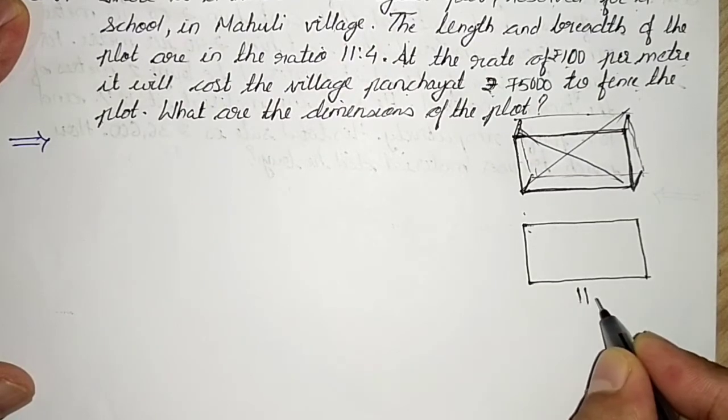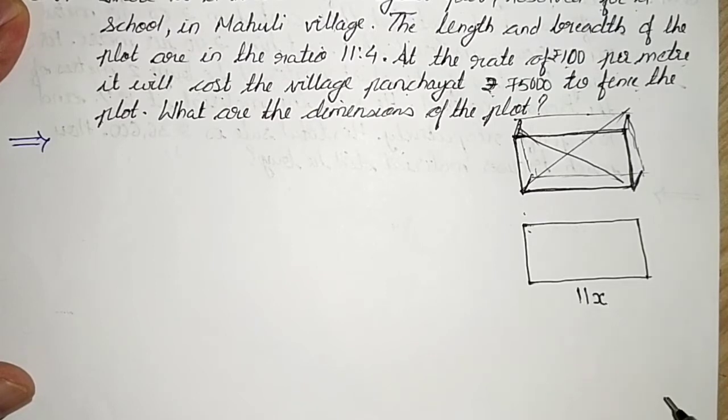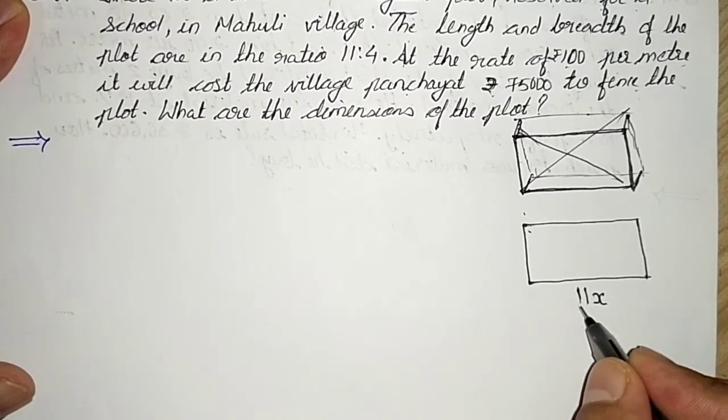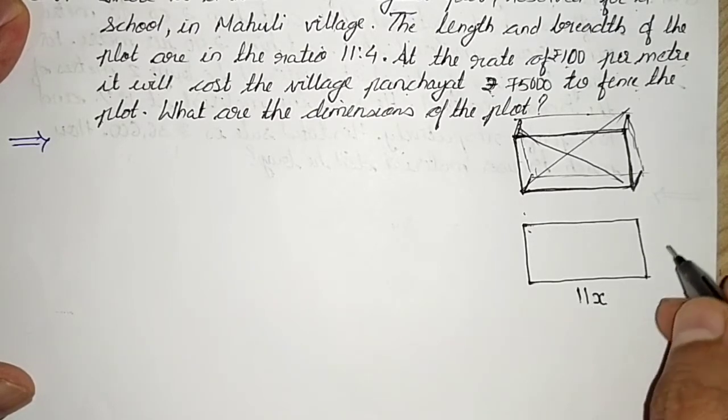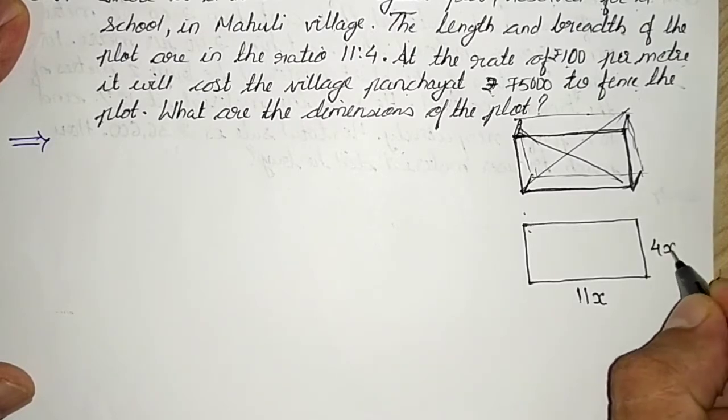So whenever they are giving us in ratio, we take in terms of x, you know that. So let us take the length as 11x and breadth as 4x.